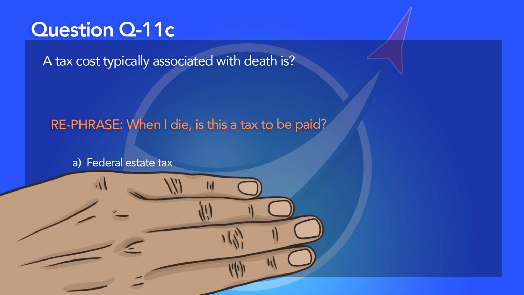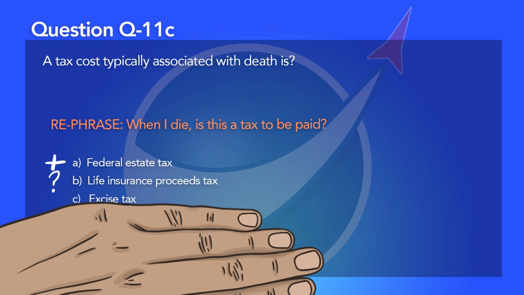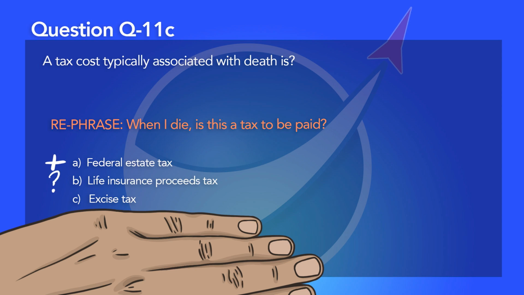So again, slide my hand down and look at choice A. It says federal estate tax. Yeah, if you have a whole lot of money, you might have to pay federal estate tax upon your death. Choice A gets a plus sign. So now I slide my hand down and I look at choice B, life insurance proceeds tax. Well, you might know what that is because it's a wrong answer and you can put a minus sign. If you don't know what that is, you might put a question mark. That'd be okay.